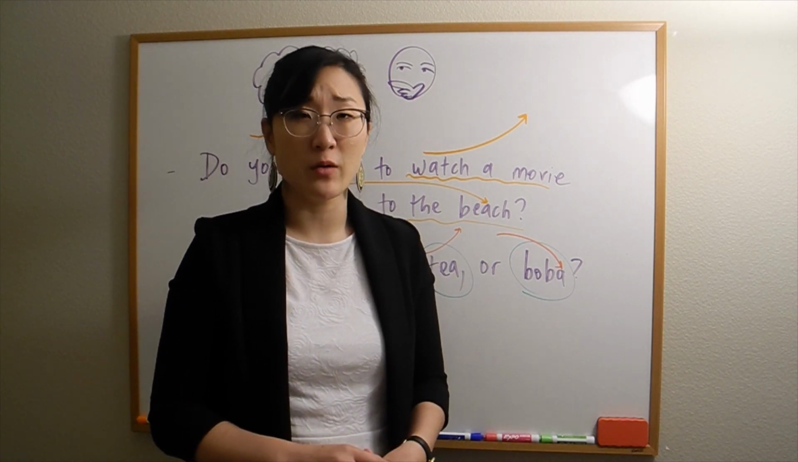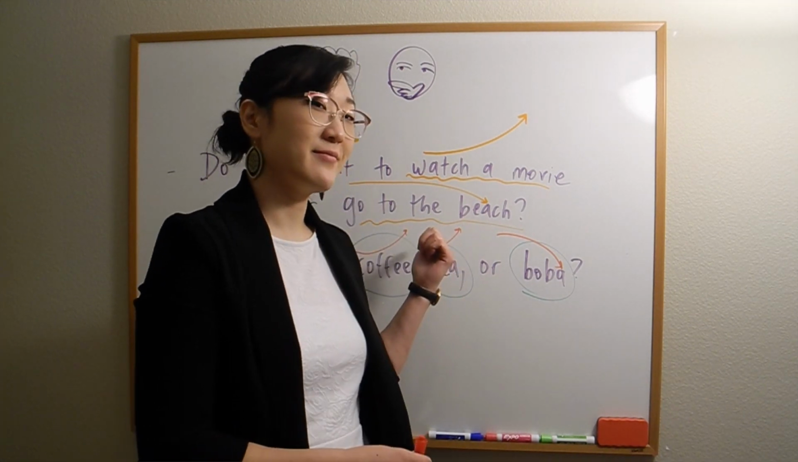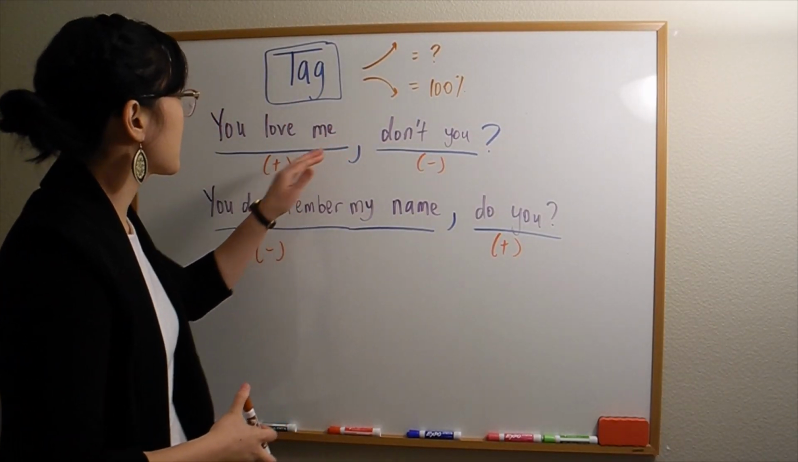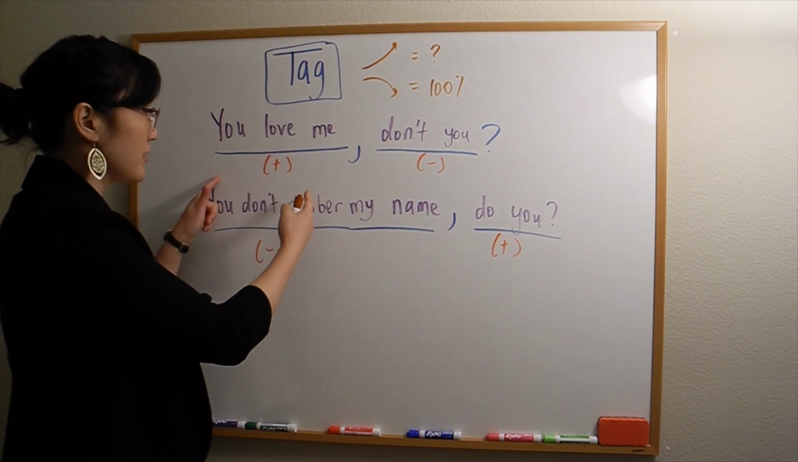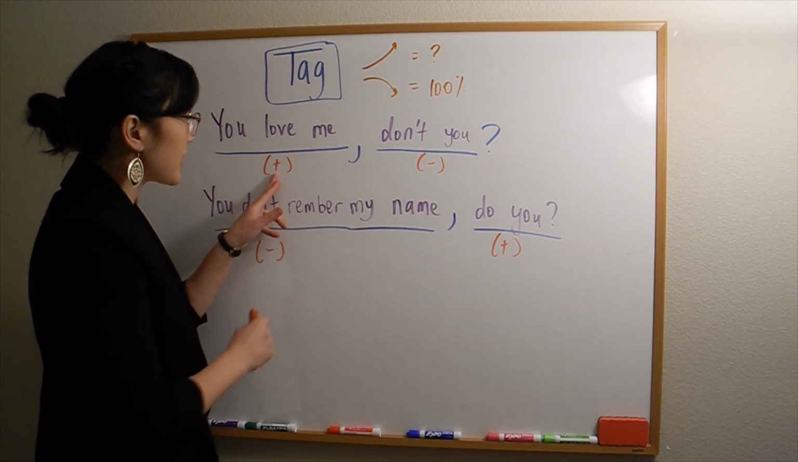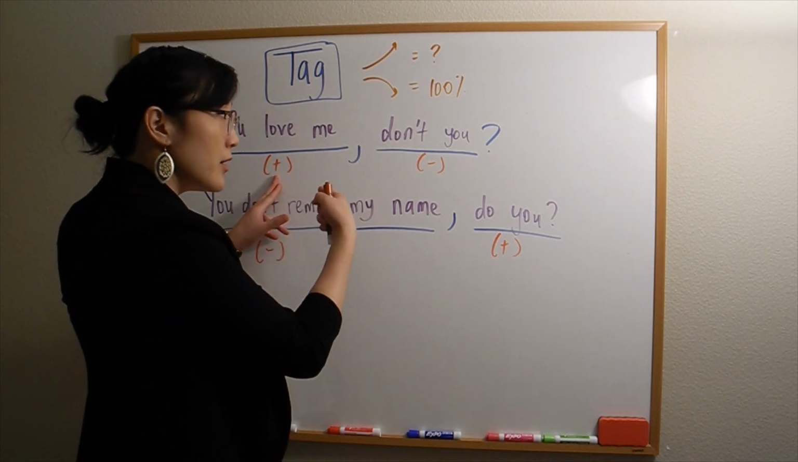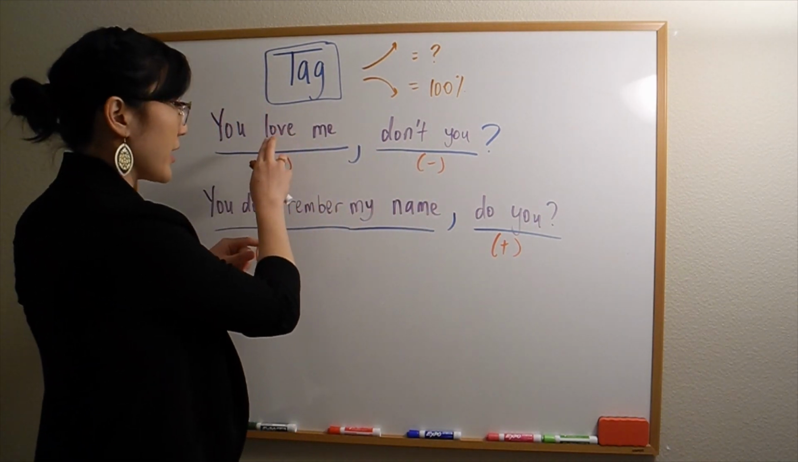The last one I'm going to talk to you about is called tag questions. So let's take a look. With tag questions, it's important that you look at how they are written. So you have a positive verb, and then you have a comma, and then you have a negative, right? You have the negative of the verb, okay?